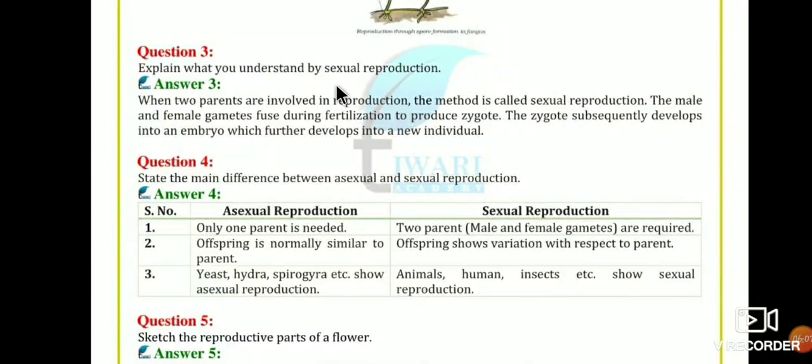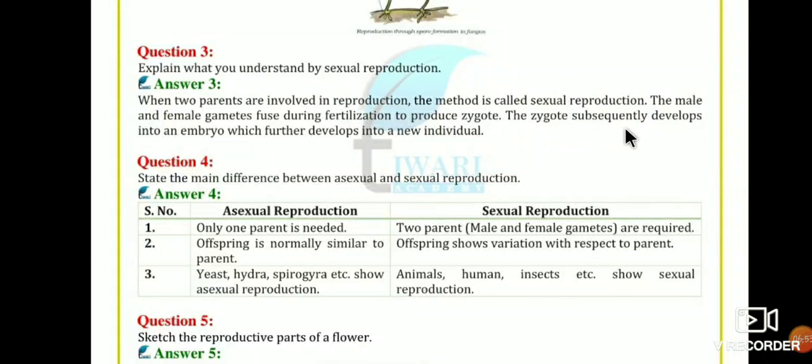Next, explain what you understood by sexual reproduction. When two parents are involved in reproduction, that is, both male and female reproductive parts are involved, the method is called sexual reproduction. The male and female gametes fuse during fertilization to produce a zygote. The pollen from the anther is transferred to the stigma of the female reproductive part and enters the ovary, and that converts into a zygote.